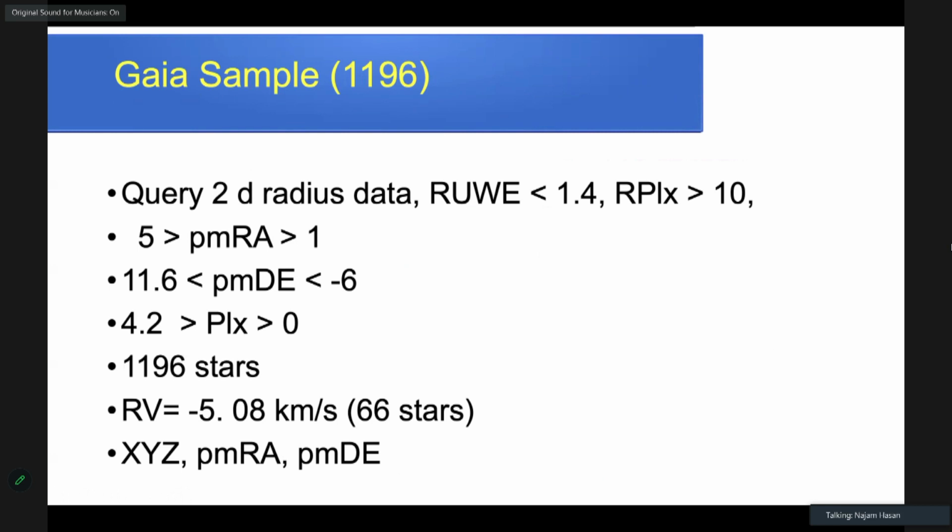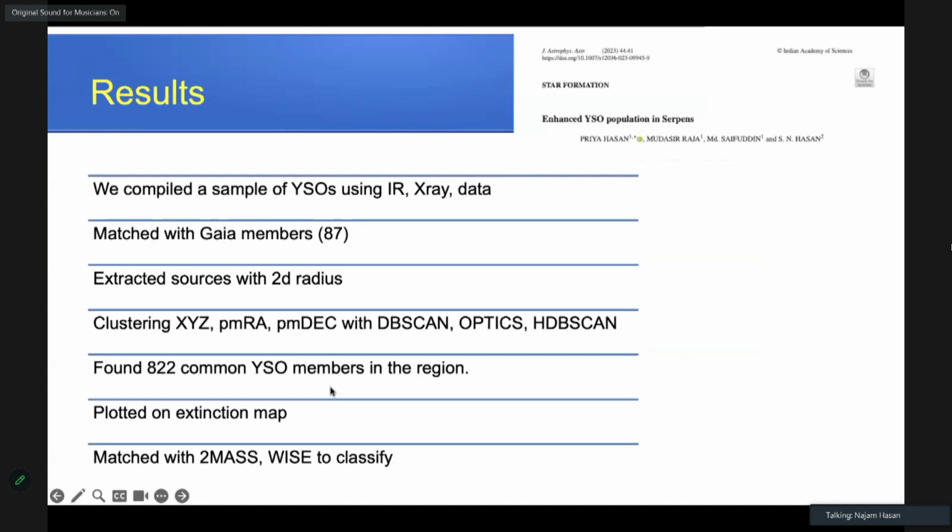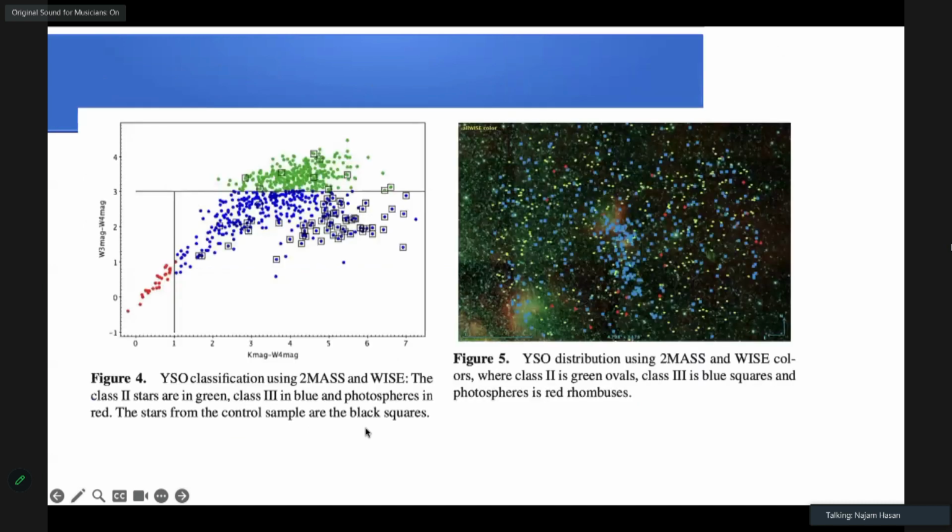So the YSO population we got was much higher. These are the criteria which we used: RUWE was less than 1.5, and PMRA lying between 1 and 5. We got 822 common YSO members in this region, plotted them on the extinction map, and found the YSO classification further by using the 2MASS and the WISE data.